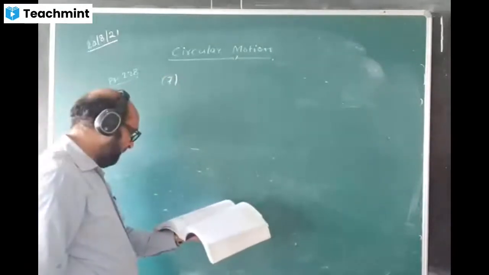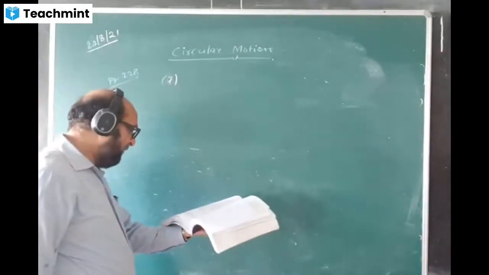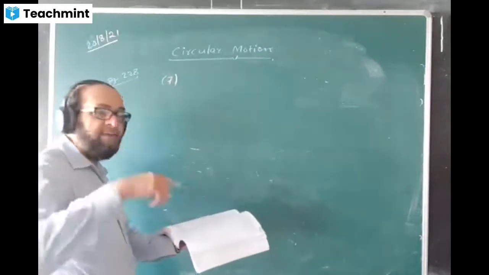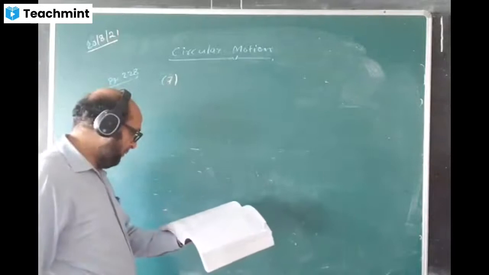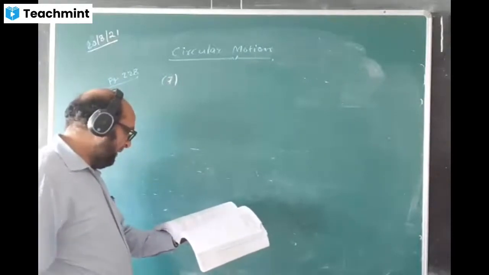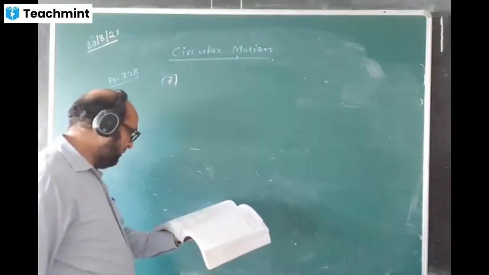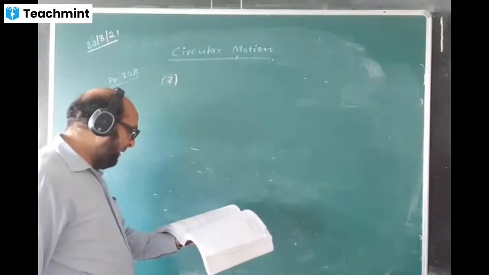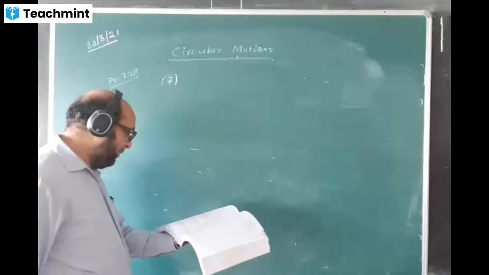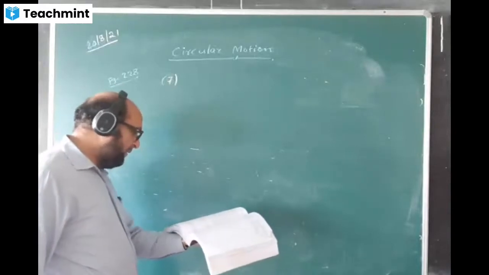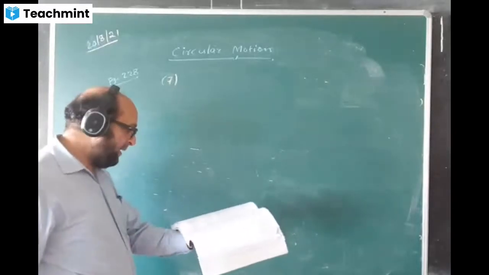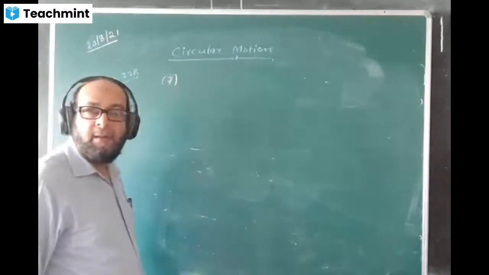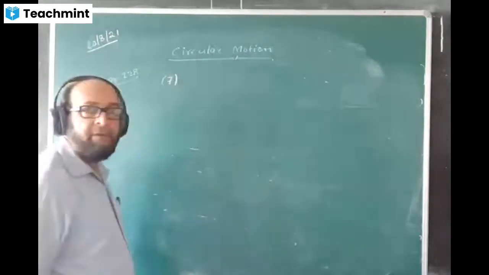Number 7. The question says a 2500 kg car is rounding a curve of radius 100 meter on a level road. The maximum frictional force the road can exert on the tires of the car is 5000 Newton. What is the highest speed at which the car can round the curve? What should be the maximum speed with which the car can take a curve?